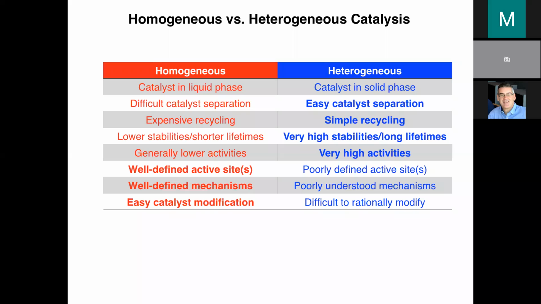Despite that, there are some times when homogeneous catalysis is preferred. Homogeneous catalysts oftentimes are going to operate at much lower temperatures under much milder conditions. They tend to have much more well-defined active sites and mechanisms compared to their heterogeneous counterparts. And so oftentimes we can use homogeneous catalysts somewhat as a model to help us understand what's going on in a heterogeneously catalyzed process.